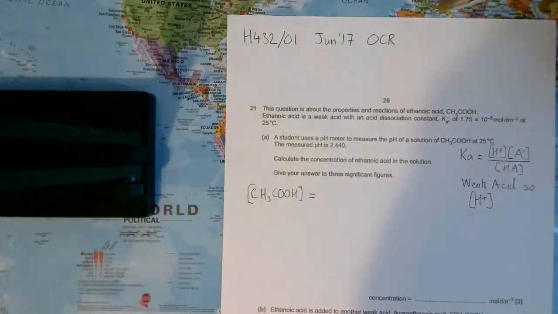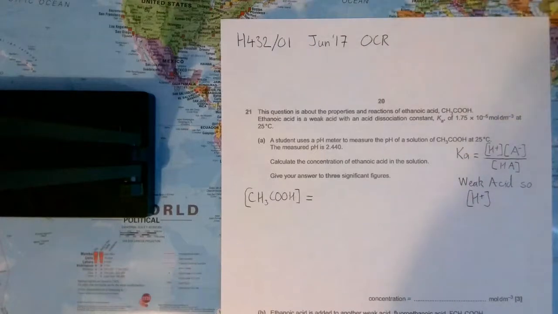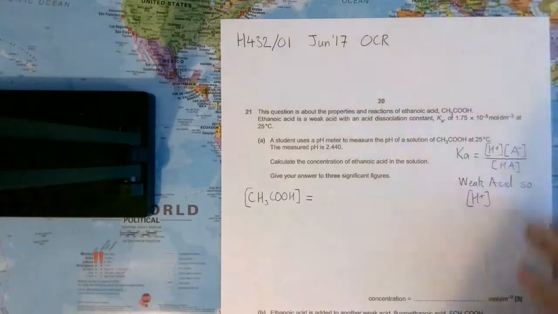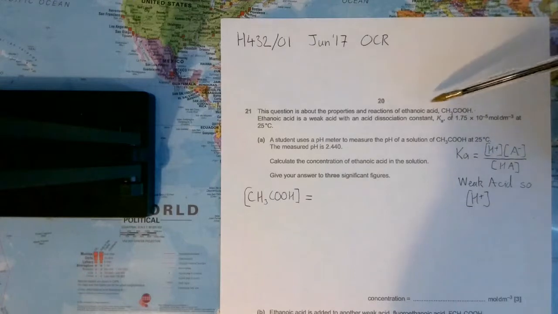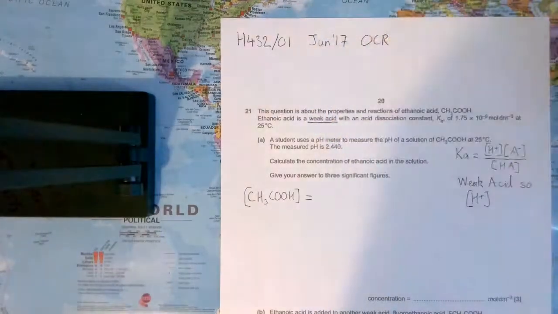Hello, so this is OCR A-Level Chemistry, the paper H43201, paper 1, and this is the June 2017 question 21 on acids and buffers. Okay, so first thing we're going to do is read through the question, and it's telling us it's about the properties and reactions of ethanoic acid. It tells you it's a weak acid, so well worth noting that.